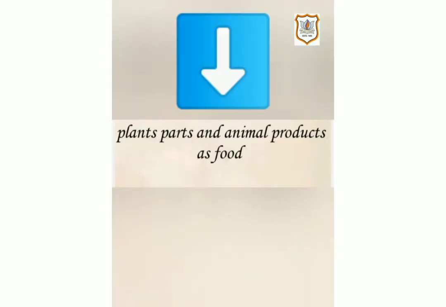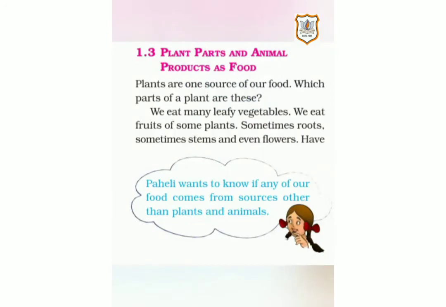Moving on towards the next topic, that is plant parts and animal products as food. Plants are one source of our food. Which parts of plants are these? We eat many leafy vegetables. We eat fruits of some plants, sometimes roots, sometimes stems and even flowers.